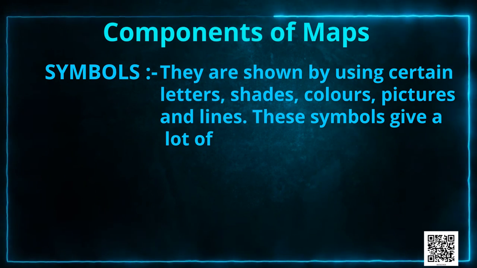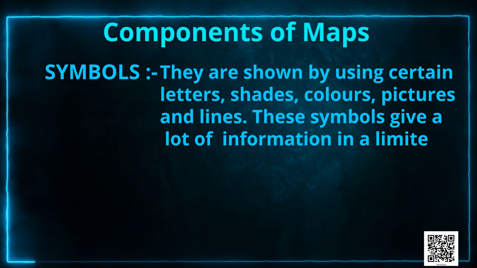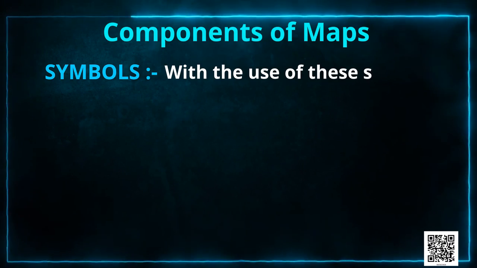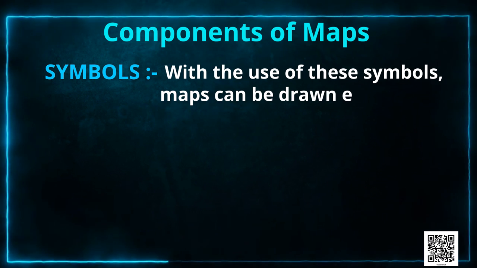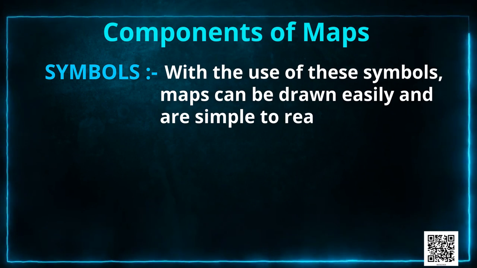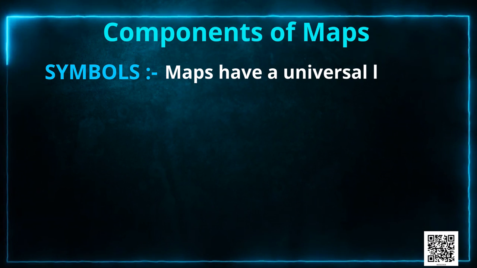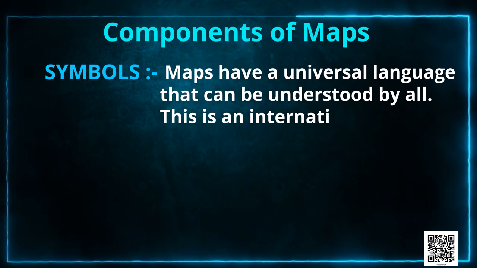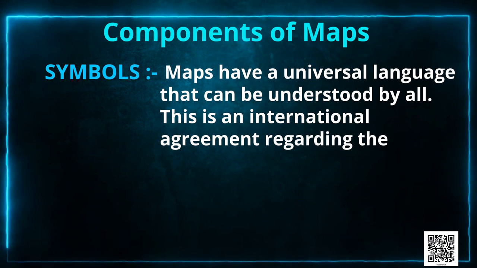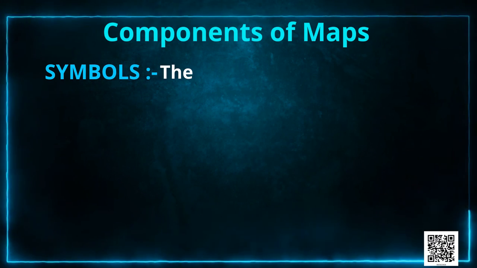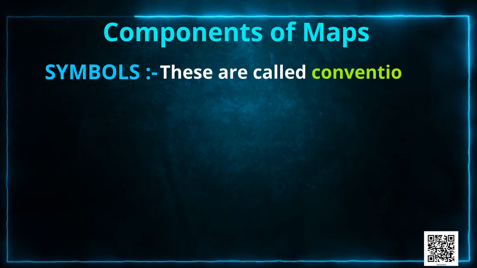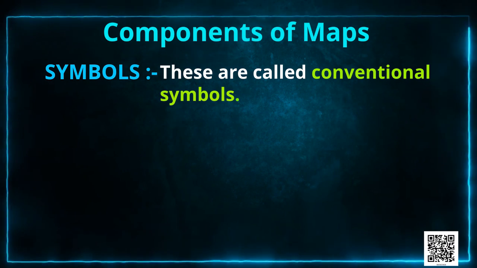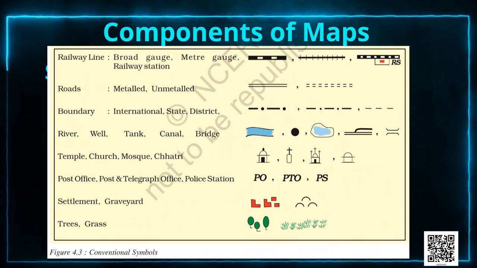These symbols give a lot of information in a limited space. With the use of these symbols, maps can be drawn easily and are simple to read. Maps have a universal language that can be understood by all. This is an international agreement regarding the use of these symbols. These are called conventional symbols. Some of the conventional symbols are shown in figure 4.3.